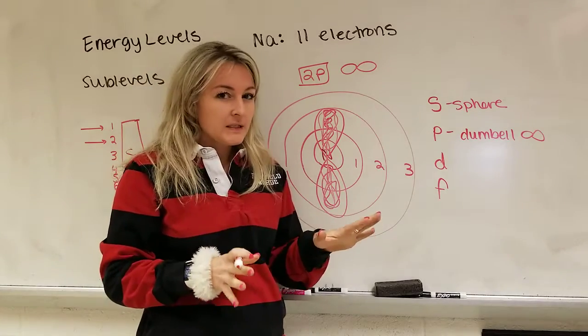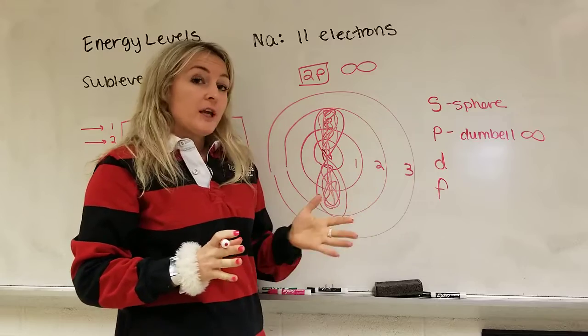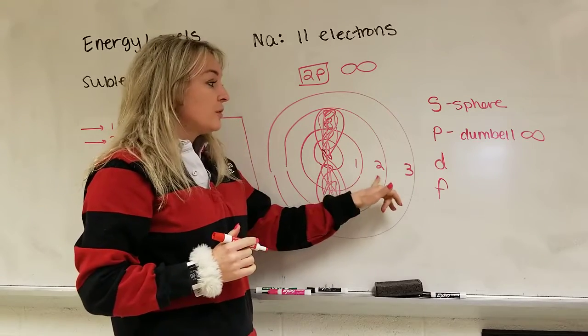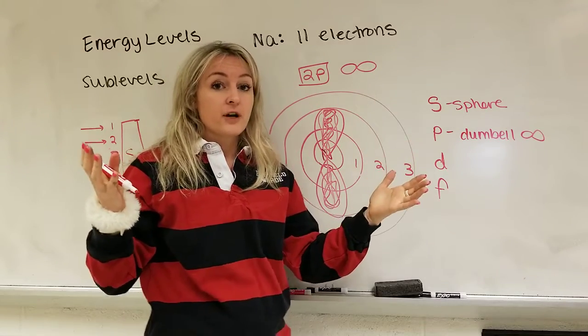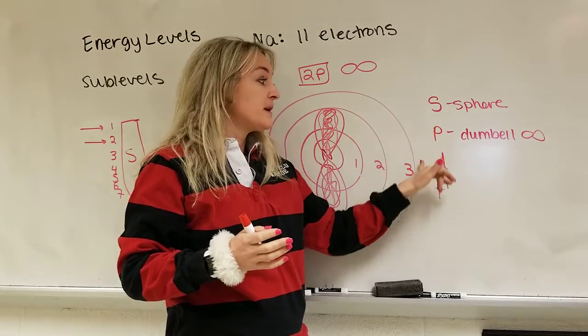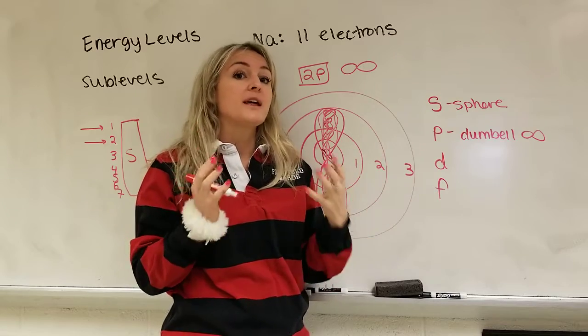Does this kind of make sense? A little bit? I know it's really confusing. The 2, the 3, the energy levels are the boundary where that electron can move. And the S, P, D, and F correspond to the shape that they move in.